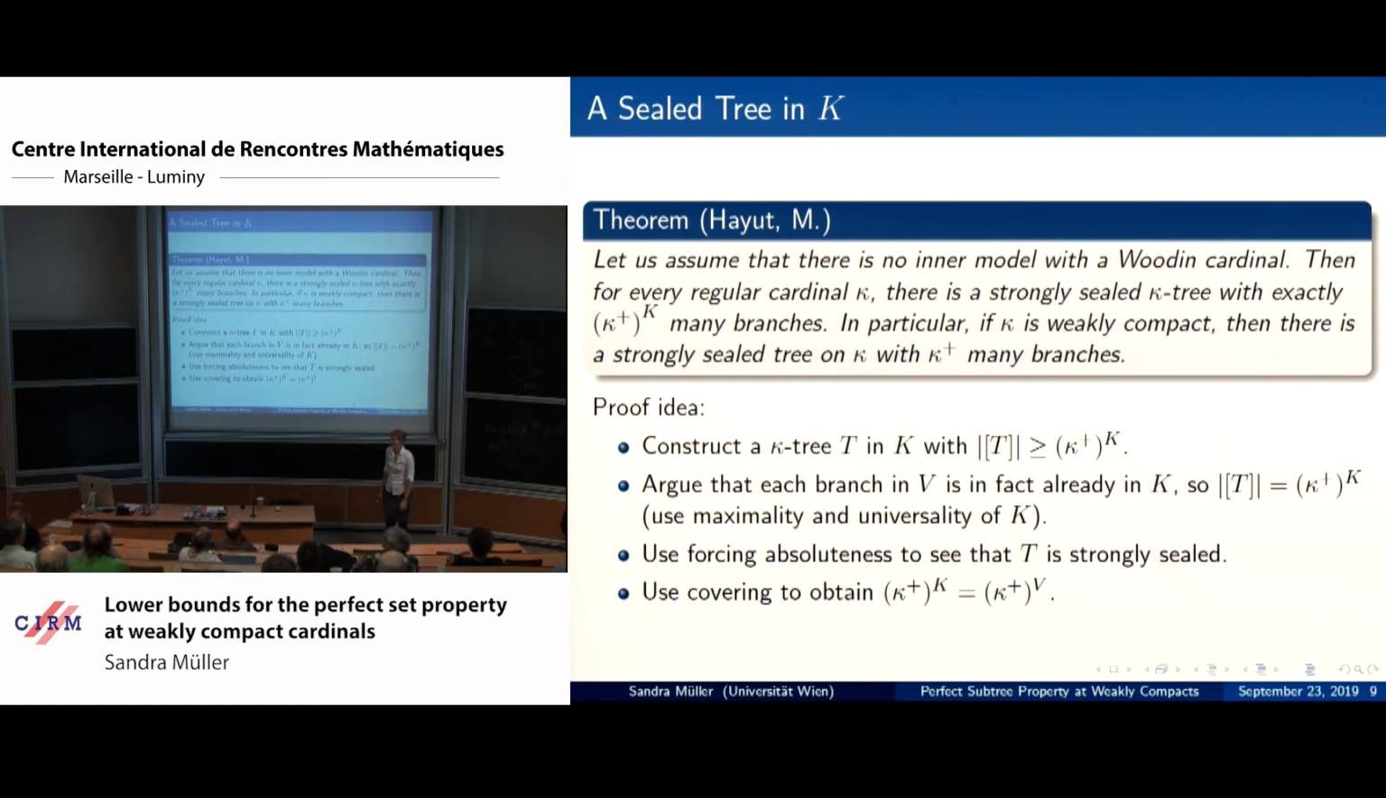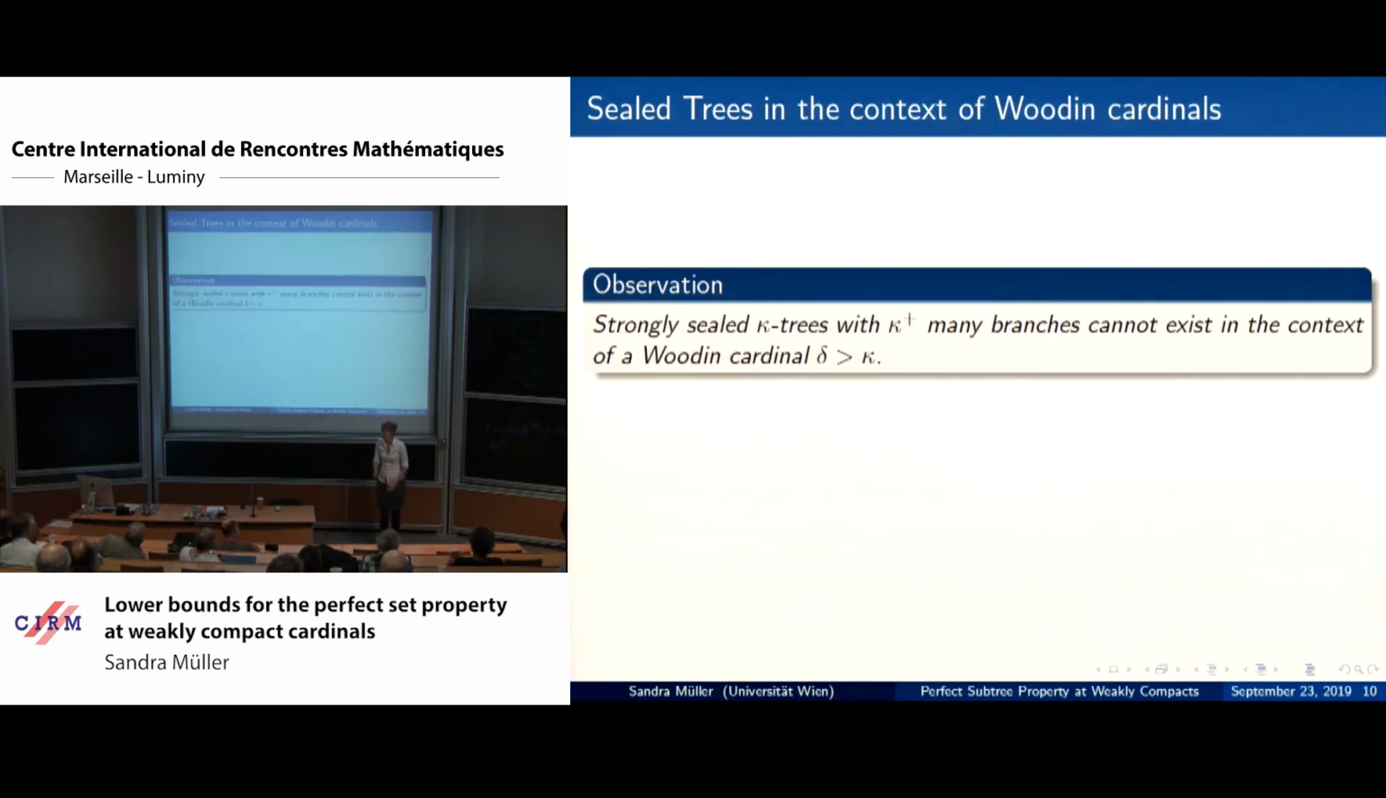Yeah, okay. So this gives us a very nice tree in K. The first thing to ask is maybe, okay, what happens if we now have a Woodin cardinal, right? This generalizes if we have that the universe is closed under sharps and M1 sharp does not exist. But what happens if, for example, there's a Woodin cardinal in V? Well, the answer is actually very easy. It's a short observation that we will not have a sealed tree with kappa plus many branches.